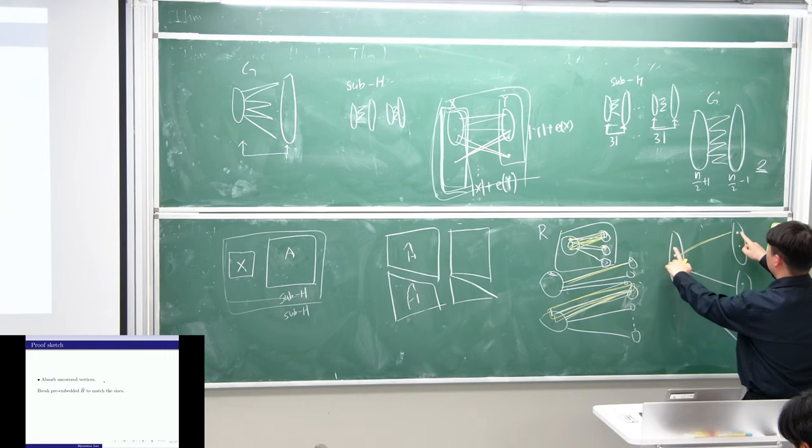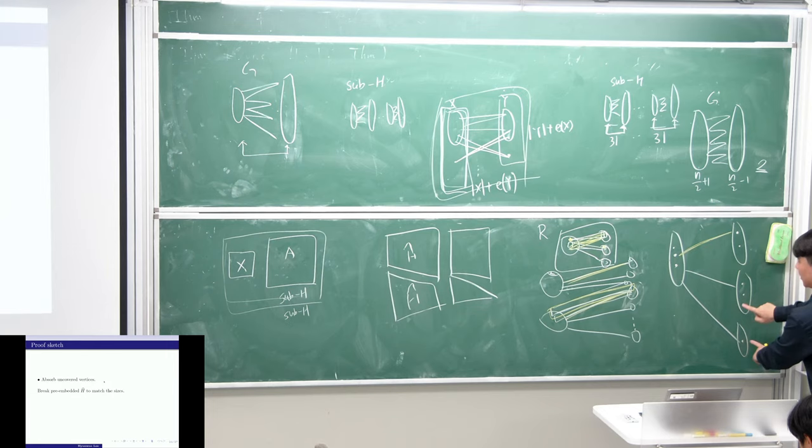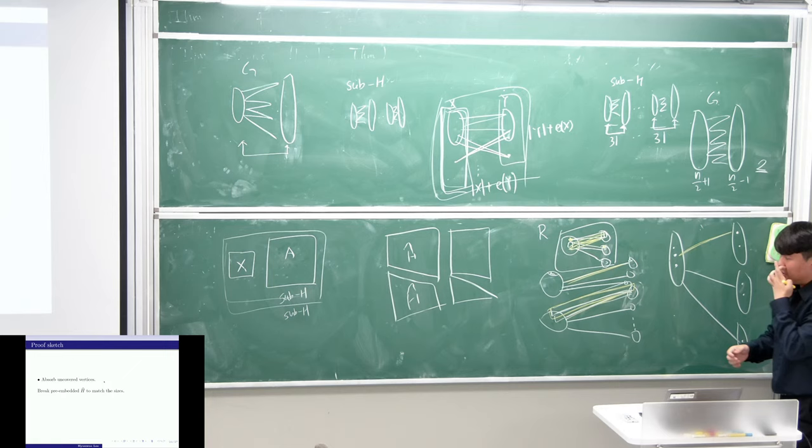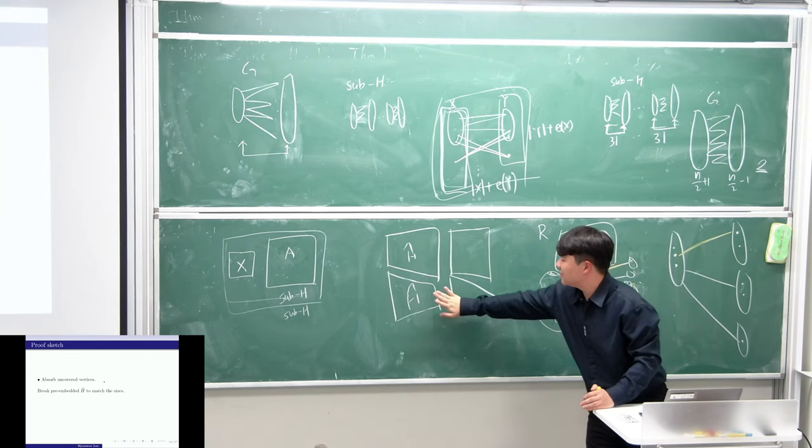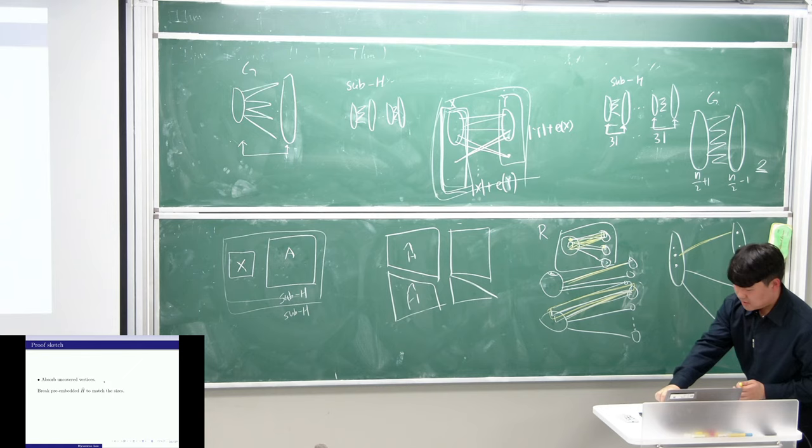However, to use a sub-edge absorber, if we want to use these two pairs and this pair and this pair, then we cannot absorb these two pairs. Okay, so we have to make sure that the number of uncovered vertices between the left part and right part should be equal. Then how to prove this? How to solve this problem? The answer is just breaking this pre-embedded edge H. So in this, the edge H is pre-embedded like this.